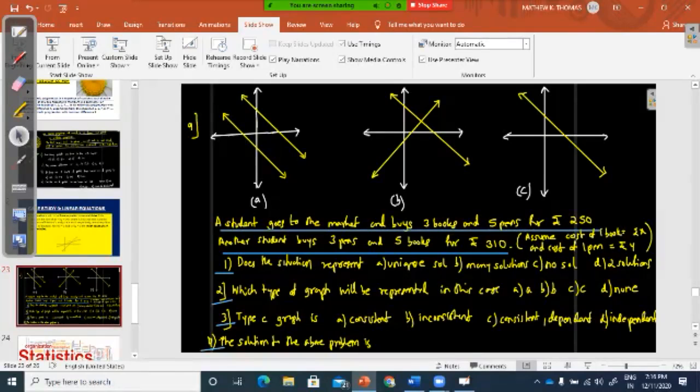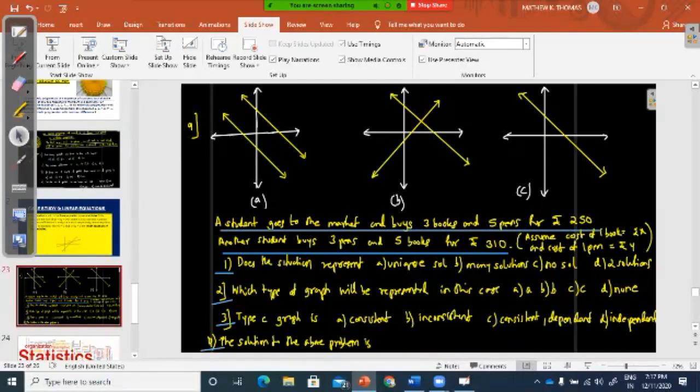Because when you say consistent, it can be either a unique solution or it can be infinitely many solutions. So here they are not mentioning this question. They are saying type C graph. The question is not related to this. If the question was related to this problem, then the answer is consistent. But now they are asking what is type C graph. Type C graph, that is infinitely many solutions, is called consistent and dependent.